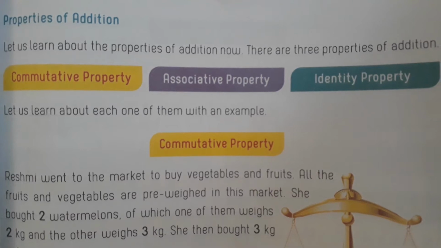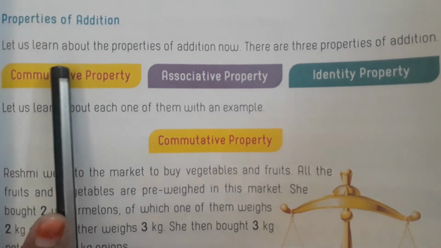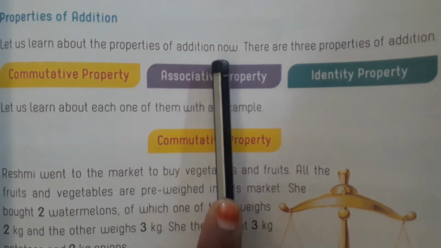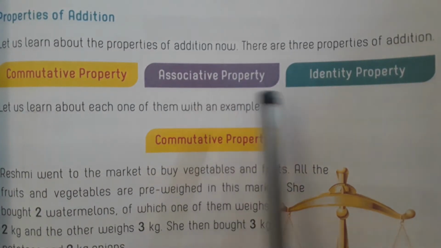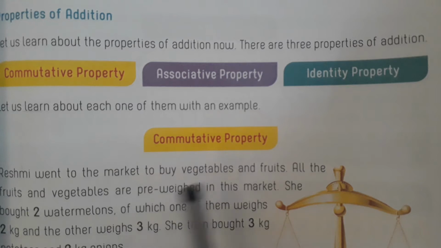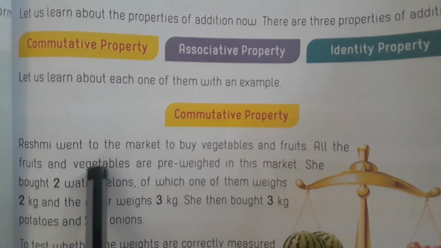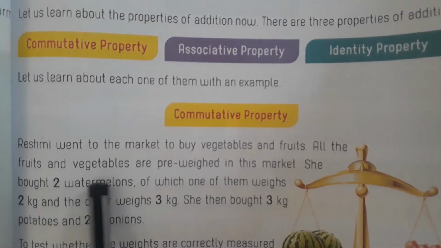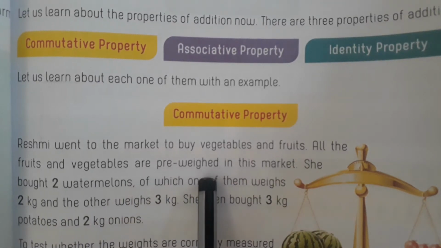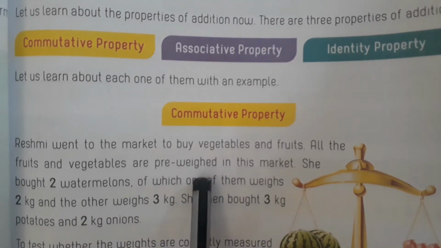Look into your course book, children, page number 29. Properties of addition. Let us learn about the properties of addition. There are three properties of addition: commutative property, associative property, identity property. So first one, commutative property. Here is an example, children. I am reading, listen. Rashmi went to the market to buy vegetables and fruits. All the fruits and vegetables are pre-weighed in this market. So all vegetables are pre-weighed, already weighed.